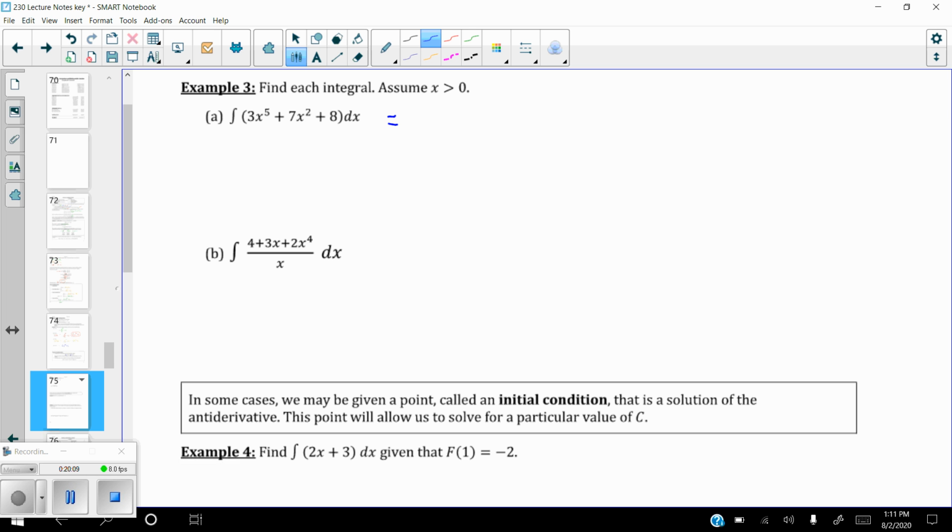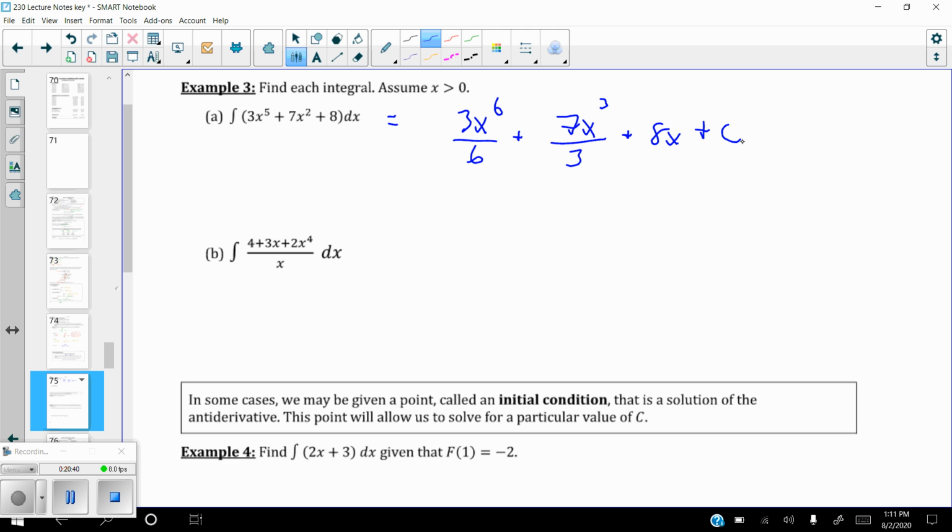The antiderivative of 3x to the fifth, well, if we add 1 to the exponent, that now becomes 3x to the sixth, and we now divide that whole thing by the new exponent, which is 6, plus the second one, 7x squared. So we're going to add 1 to the exponent, which is now x cubed, and we're going to divide the whole thing by the new exponent, which is a 3. And then the last one is just a constant, so we know we just put an x onto it. And then we put plus c.